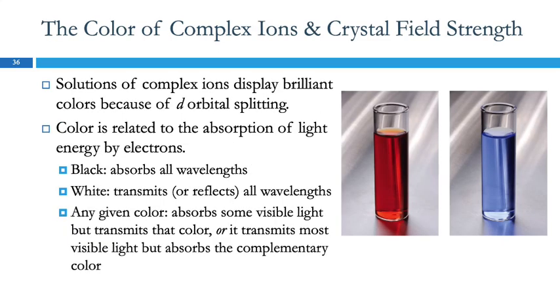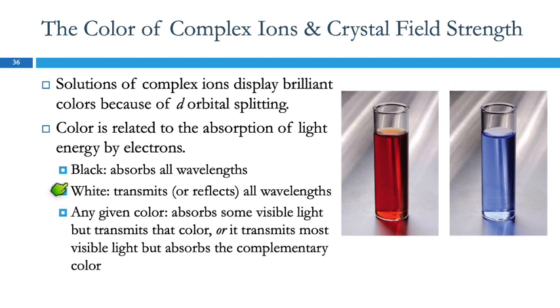So solutions of complex ions have often brilliant colors. And in our lab practical that we did, the group C ions were forming complex ions. And so we saw colored solutions, right? The manganese also did that. We saw a colored solution rather than a precipitate. Well, the color of the solution is related to the absorption of light by the electrons in the solution.